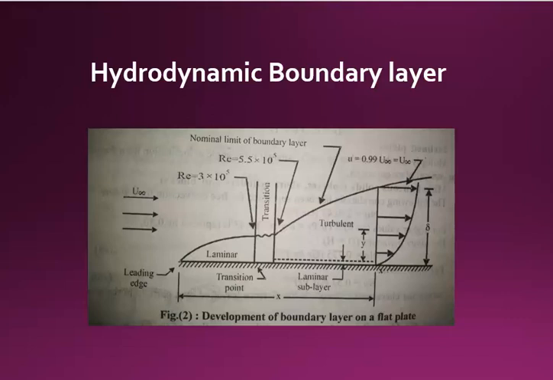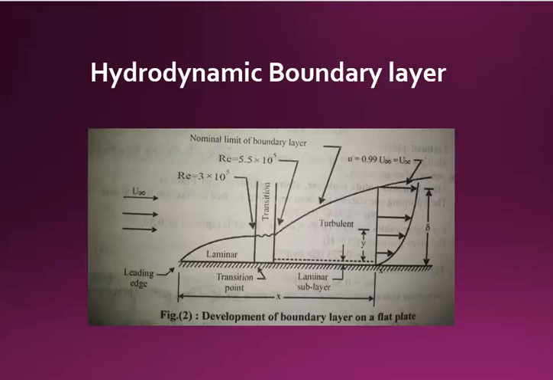The condition del u by del y not equal to 0 is true for the zone within the boundary layer, while for the flow beyond the boundary layer and at its outer edge, del u by del y is equal to 0. Thus, all the variation in fluid velocity is considered in a comparatively thin layer in the immediate vicinity of the plate surface.